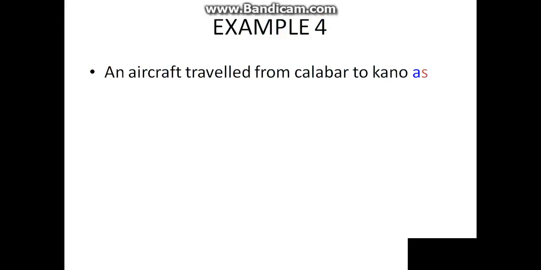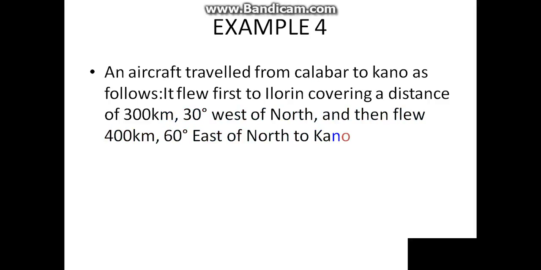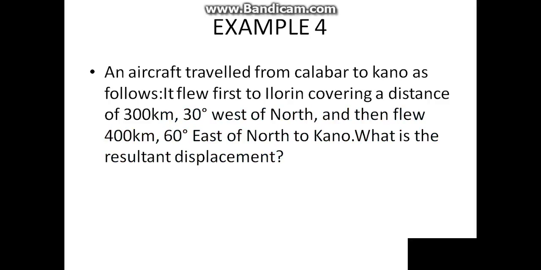Example 4. An aircraft traveled from Calabar to Kano as follows. It flew first to Ilorin, covering a distance of 300 km, 30 degrees west of north, and then flew 400 km, 60 degrees east of north to Kano. What is the resultant displacement?